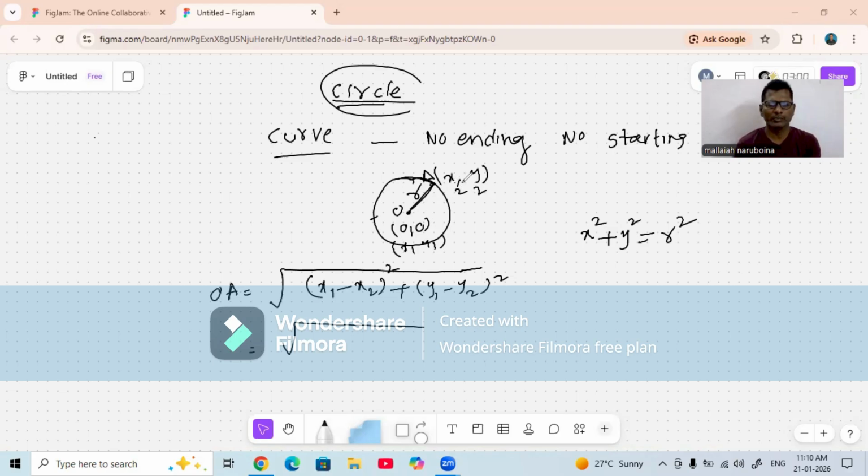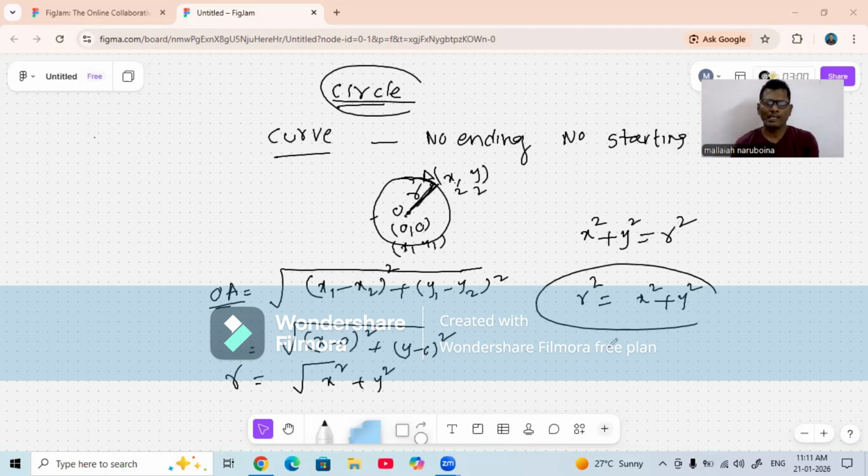So x minus 0 whole square plus y minus 0 whole square, that is equal to x minus 0, that is x square here, y minus 0 y, that is y square. OA we know, OA value is radius, so we write r. By squaring on both sides we get r square is equal to x square plus y square. So this is called standard form of a circle.